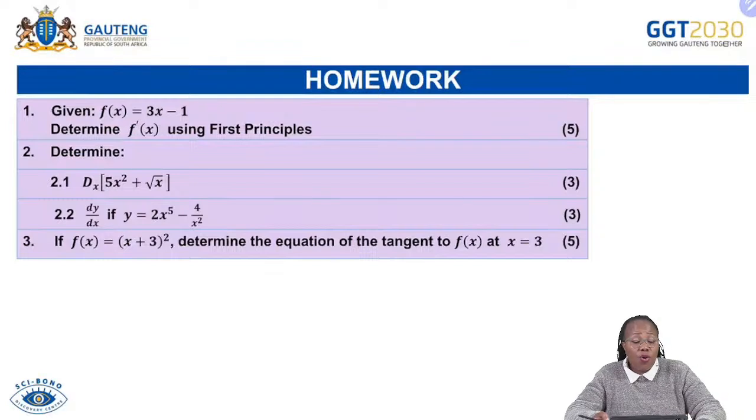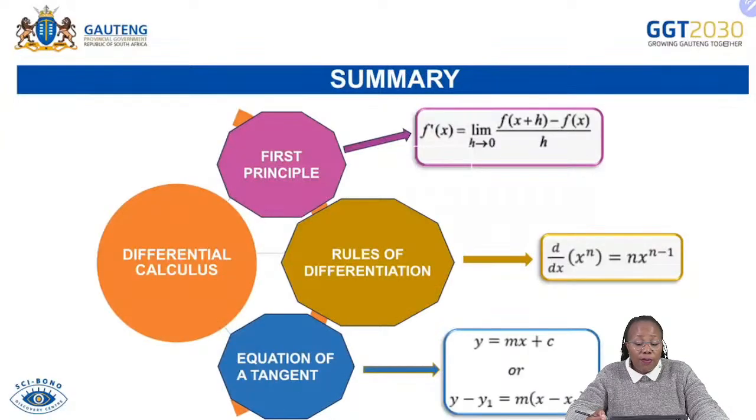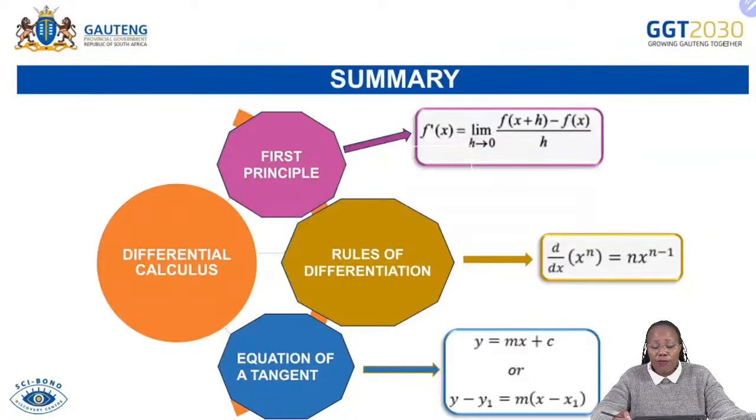And then this is your homework. Now it's the same application: first principle, your rules, and the equation of a tangent. You can try this on your own, grade 12, and check how far you will go with this one. And then now the summary of our lesson, differential calculus: we looked at first principle, rules of differentiation, and then we also looked at the equation of the tangent using the first principle, using the rules, and then finding the equation of a tangent as being the straight line equation or the straight line graph, okay?